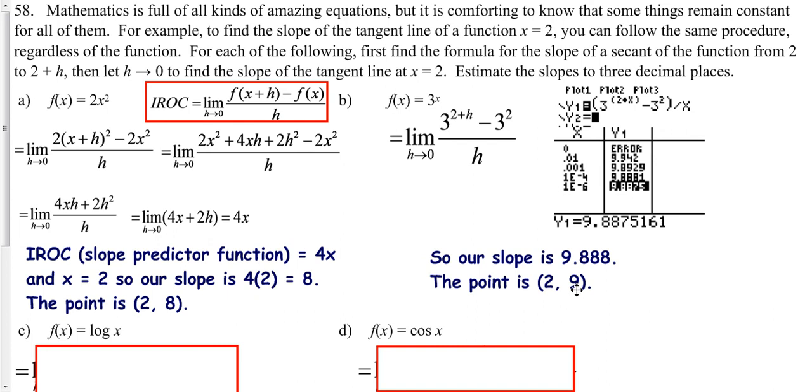So our slope is estimated to be this, and we have our point in this case of 2, 9. How do we get the 2, 9? Well, our x is 2, and we plug 2 into our function, and we get 3 squared, which is our 9.